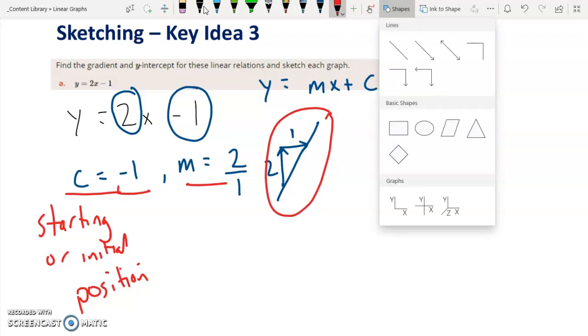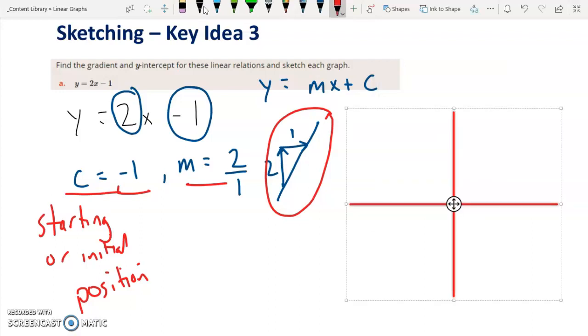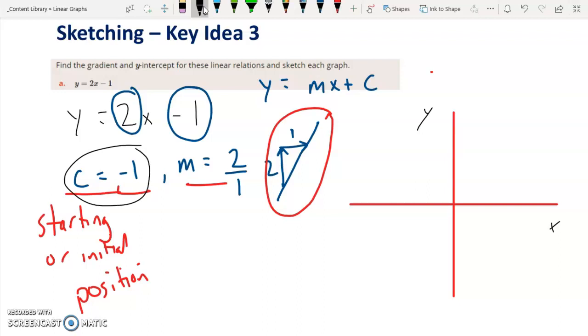So what I can do here is, using shapes, have my Cartesian plane. Now, of course, we always have to label x, y. Our starting position, as we said before, is c equals minus 1. So we know that it's going to start down here somewhere. It doesn't matter where we put it on the graph because all we need to do is label that point. I'm going to label it x is 0, y is minus 1, and we can draw a little arrow there to point to that.